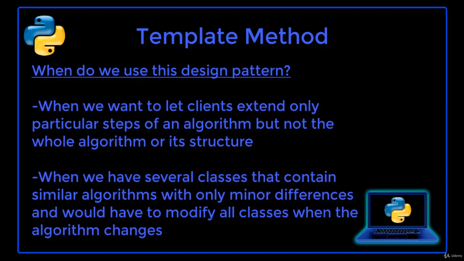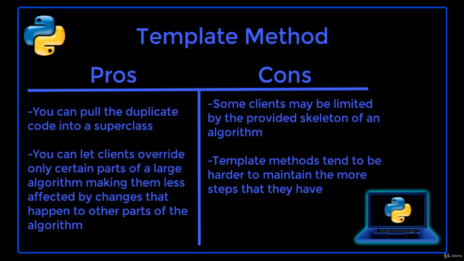We use this pattern when we want to let clients extend only particular steps of an algorithm, but not the whole algorithm or its structure. Or we can use it when we have several classes that contain almost identical algorithms with some minor differences. As a result, you might need to modify all classes when the algorithm changes. Let's look at the pros and cons of using the template method design pattern.